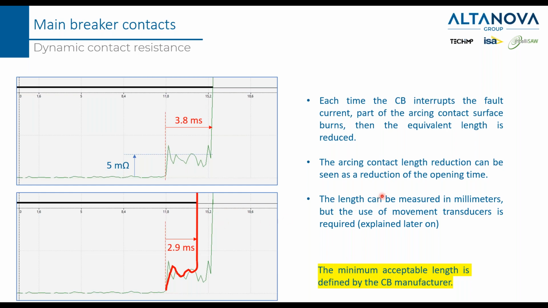I'm talking about length, but we don't see millimeters here, we see milliseconds. In order to have this length not in time but in millimeters, we need to apply a movement transducer that gives the information of the distance that the main contact is doing during the movement, but this will be explained later on.